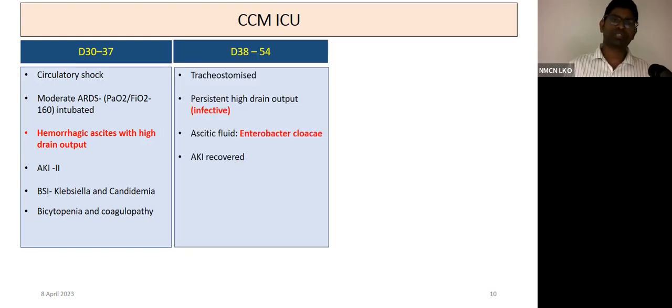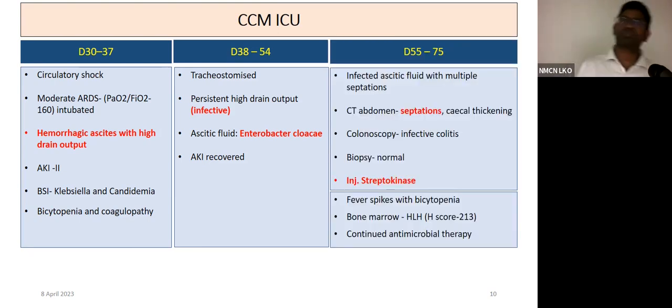The patient had bicytopenia and coagulopathy. In the next 2 weeks, the patient still had a persistently high drain output, which was previously not infective and then became infective with Enterobacter cloacae, treated as per culture sensitivity. Despite 55 days of illness, the patient still had infected ascitic fluid with multiple septations on routine ultrasound assessment, and hence we went for a CT abdomen, which showed multiple septations and cecal thickening. Colonoscopy was done, which was suggestive of infective colitis.